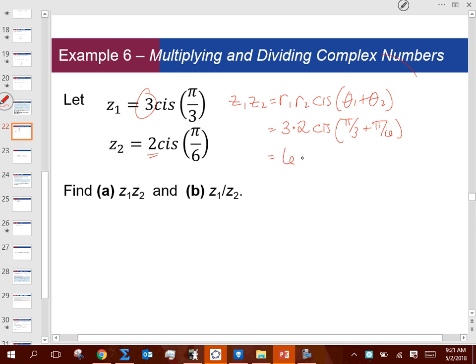And it gives me 6 cis. Now pi over 3 plus pi over 6 is pi over 2, right? Okay, this would be 2 pi over 6 plus 1 pi over 6. So now, if the question was just find the product and leave it in polar form, this is the product in polar form. That is the solution, okay? Now, if they wanted it in rectangular form, you do this.